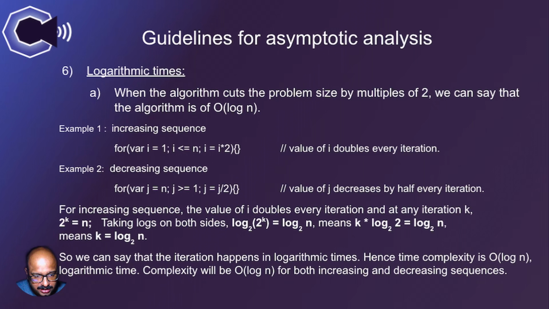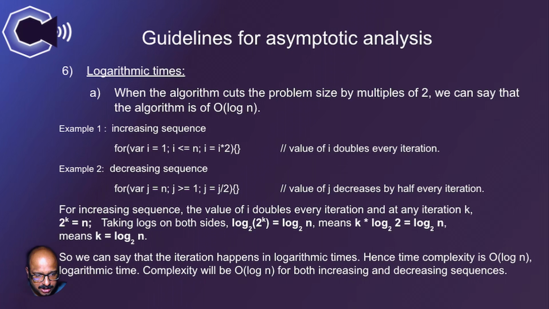For the increasing sequence, the value of i doubles every iteration, and at any iteration k, we can say that 2 raised to k equals n. So taking log on both sides, we get log 2 raised to k equals log n, which means k into log 2 equals log n, which means k equals log n. So we can say that the iteration happens in logarithmic times. Hence the time complexity is O of log n.